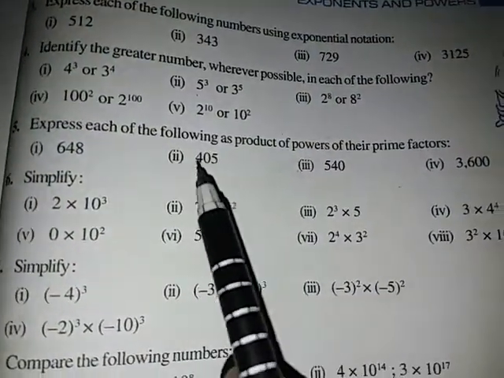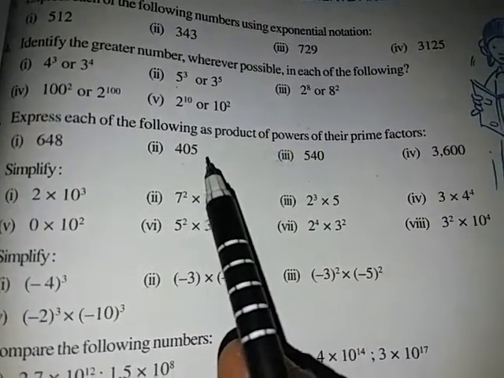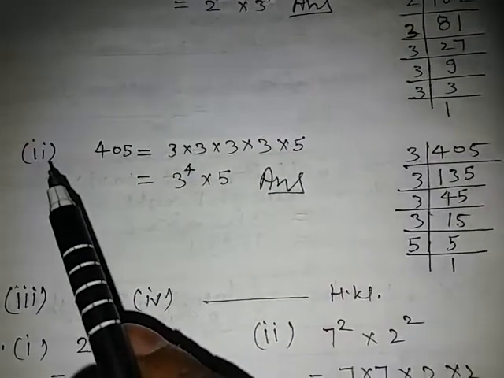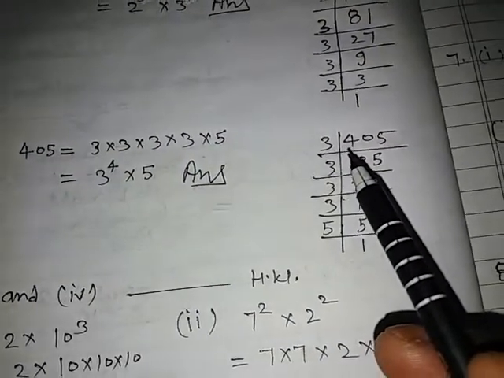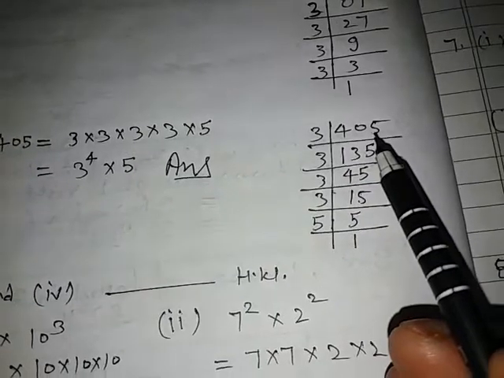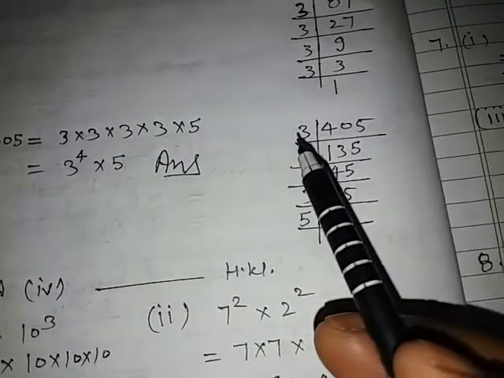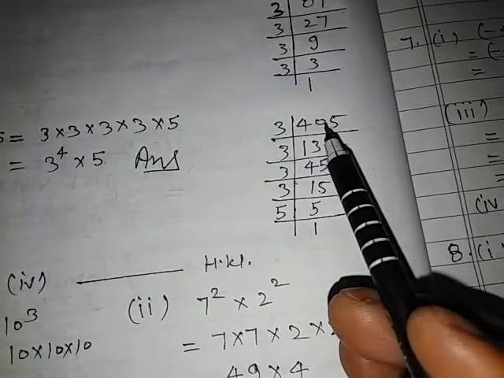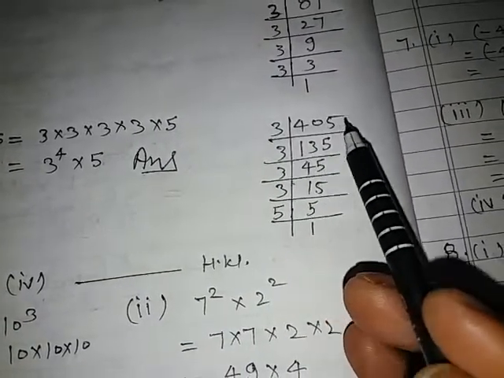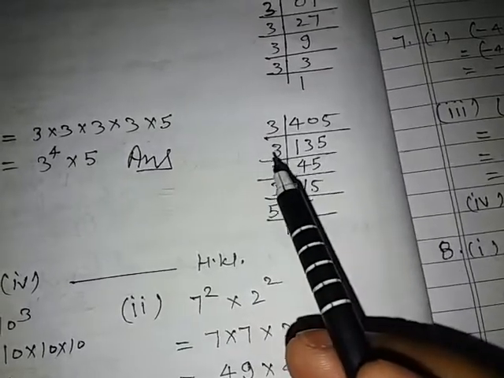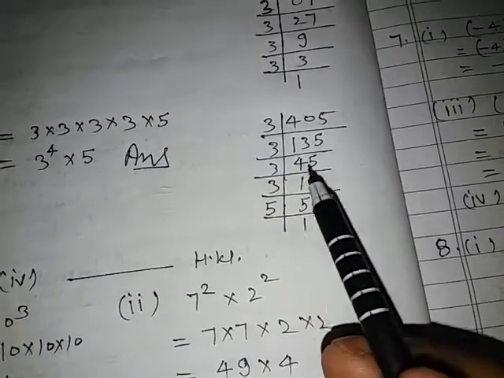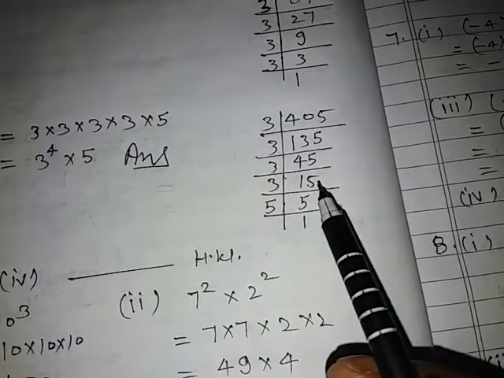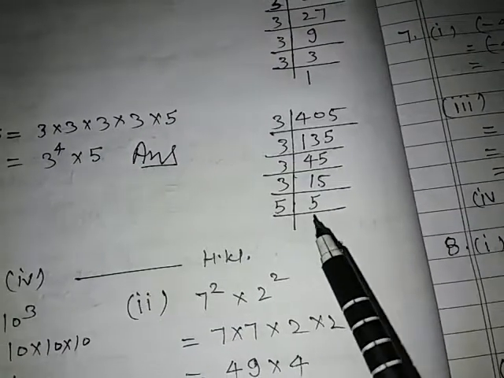Now the second part of question number 5 is 405. Now see the solution of part 2. First of all, find the prime factors of 405. 405 is not divisible by 2, so divide it by 3. 3 1s are 3, 1 0, 10, 3 3s are 9, 1 5 15, 3 5s are 15. Again divide by 3. 3 4s are 12, 1 5 15, 3 5s are 15. Next 3 15s are 45, 3 5s are 15 and 5 1s are 5.